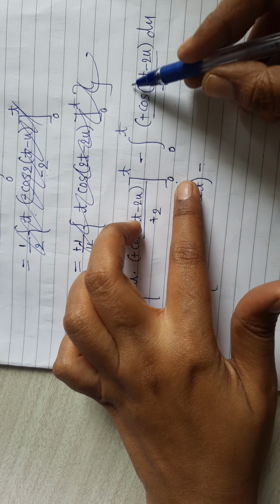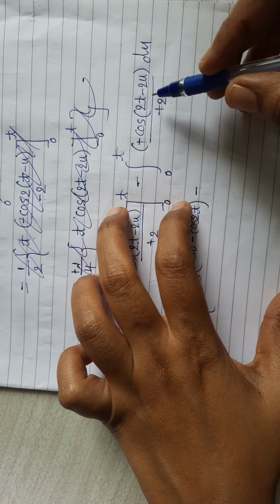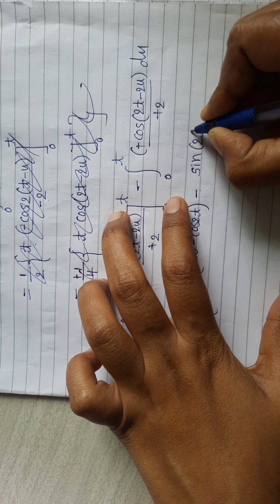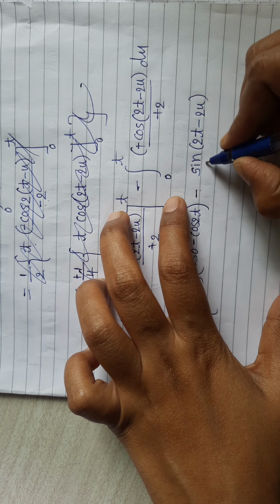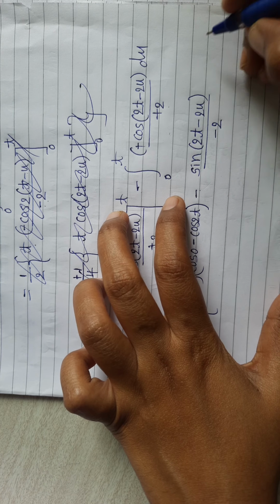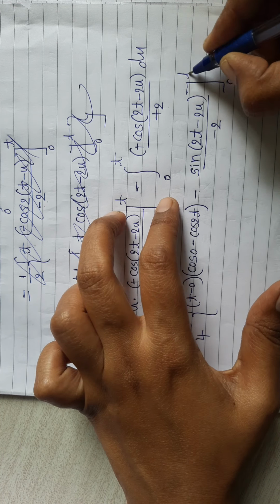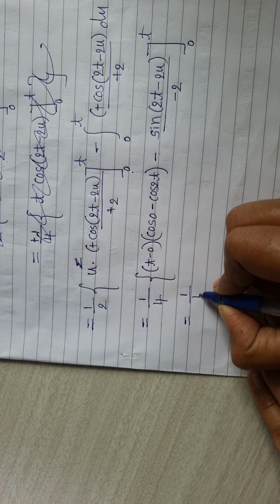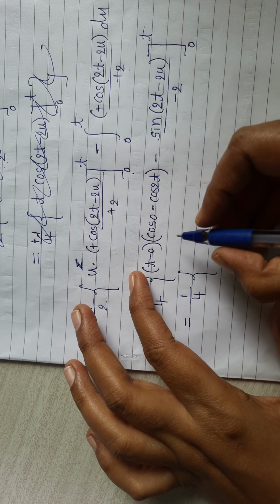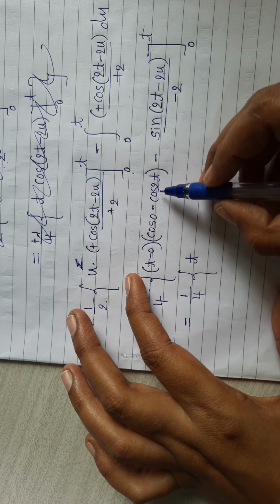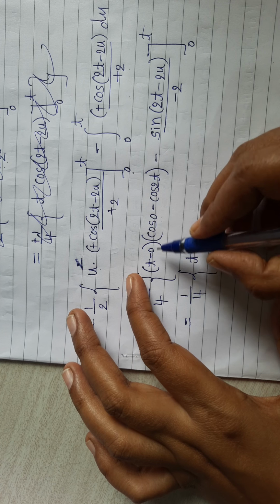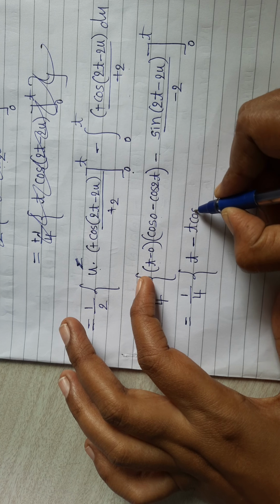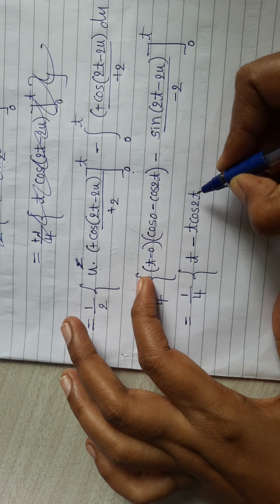Then again integration of this cos of 2t minus 2u. So one more time integrate this. Integration of cos will be plus sine of 2t minus 2u divided by the coefficient of u. Then write the upper limit and lower limit. So that is equal to 1 by 4 as it is, t minus 0, t into cos 0 which is 1, minus cos 2t. So I'll write t into 1 as it is, minus t into cos 2t.